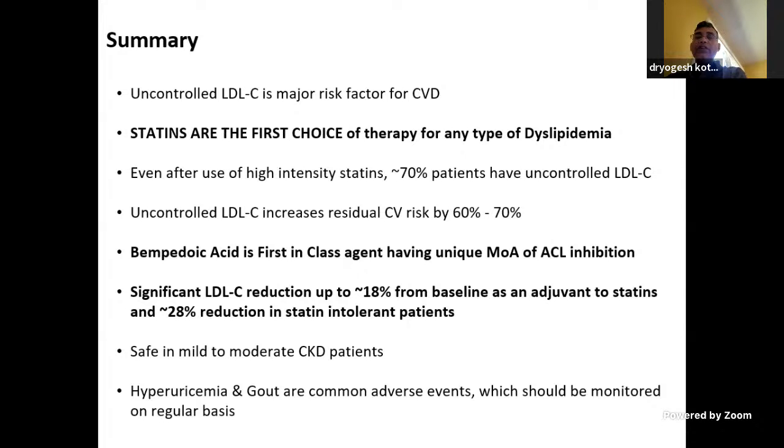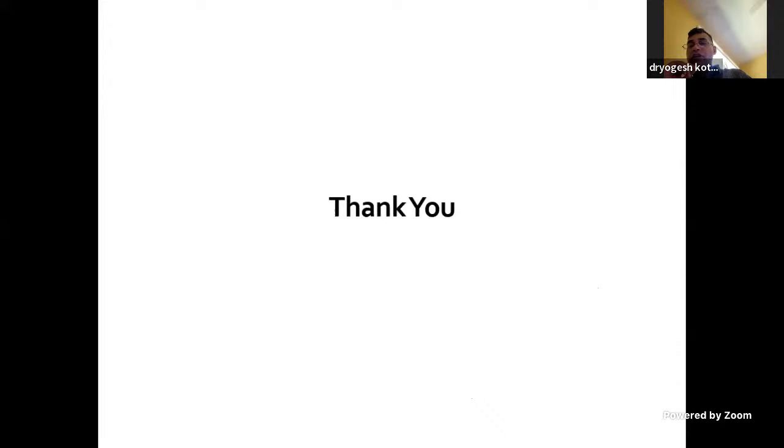And bempedoic acid is a first in class agent having unique mechanism of action of ACL enzyme inhibition. And there's a significant LDL reduction up to 18% from baseline and 28% in statin intolerant patients. And it is safe in mild to moderate kidney disease. And the most important adverse events to watch for are hyperuricemia and gout, which should be monitored in the follow-up of the patients. With this, I would like to end the presentation and would like to take any questions that may be there.